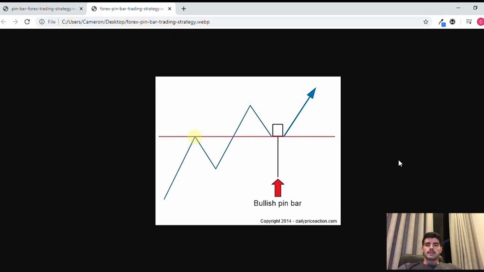Okay, cool. So this is the first strategy that I'm going to show you guys. This is the strategy that I started off with. This is called the Pinball trading strategy. This is really awesome. You can see it up here, Forex Pinball trading. This is actually a photo that I've taken off the dailypriceaction.com website. I use this website for learning how to trade in the first place. It was really awesome. And I'm going to give a brief explanation of how the pinball trading strategy works, and this will be the only thing that I'll be explaining.